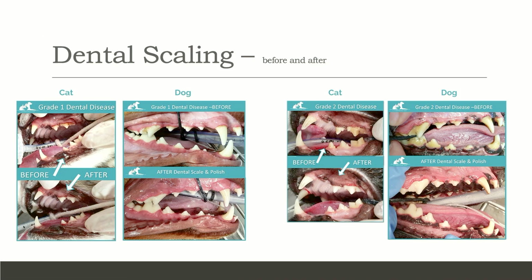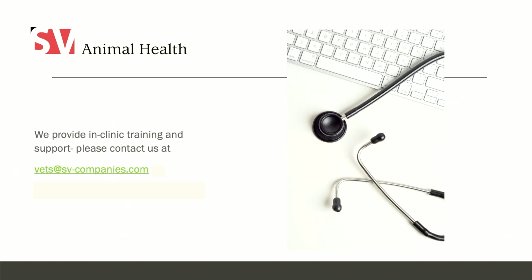And then you can show them before and afters of success of teeth when they've had a dental scaling. As you can see, the different grades here and what it looks like before dental scaling and how good the teeth will look afterwards. This is always great for owners to see the difference of what teeth should look like and what they can look like.